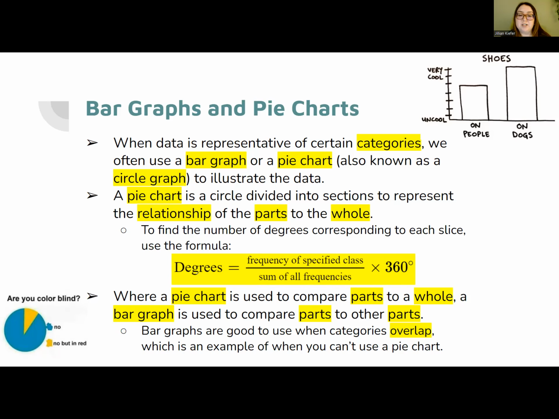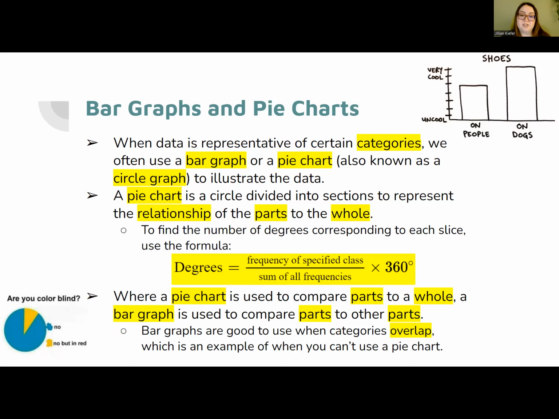When a pie chart is used to compare parts to a whole, a bar graph is used more to compare parts to other parts. A bar graph doesn't necessarily care about the whole, it's just comparing the parts to each other. The pie chart has to compare the parts to the whole, so it does matter in that case.